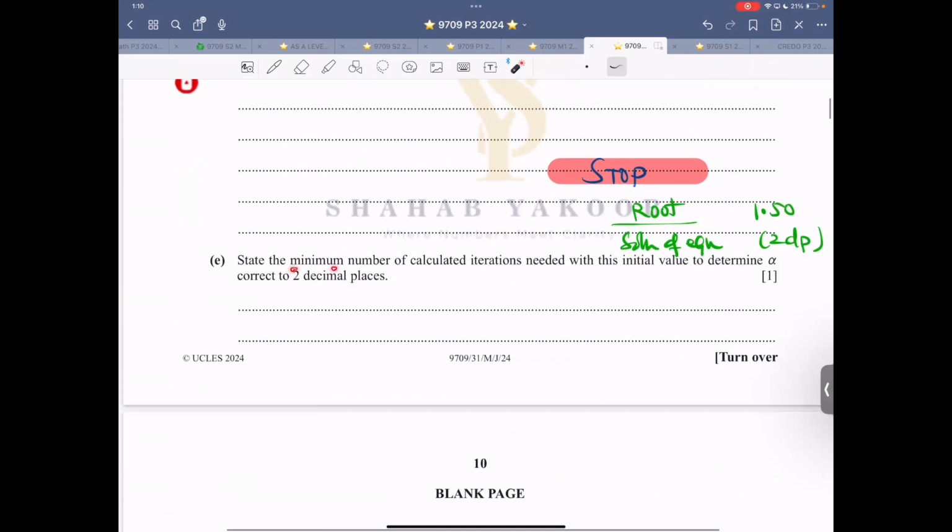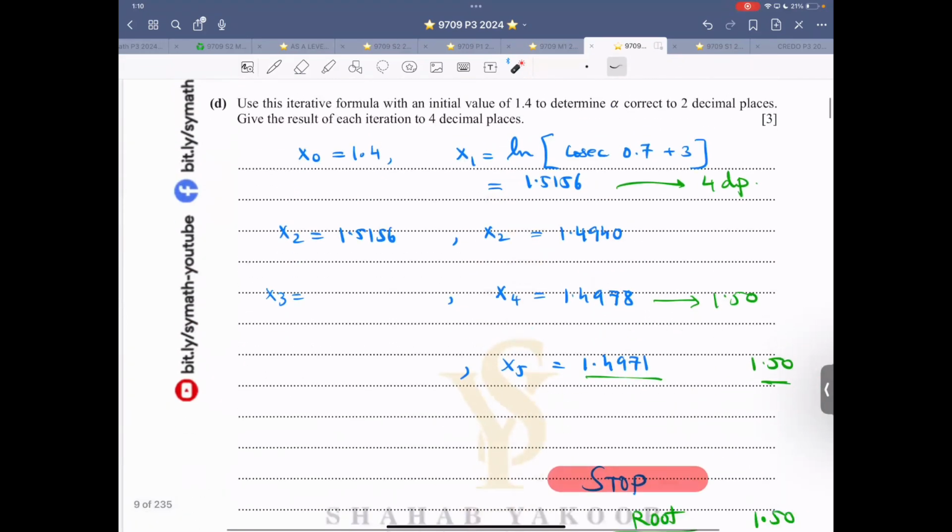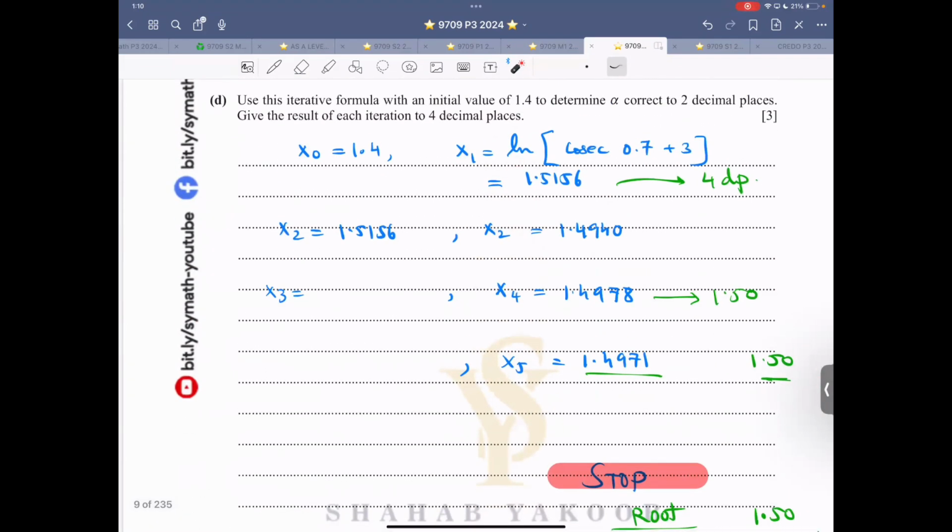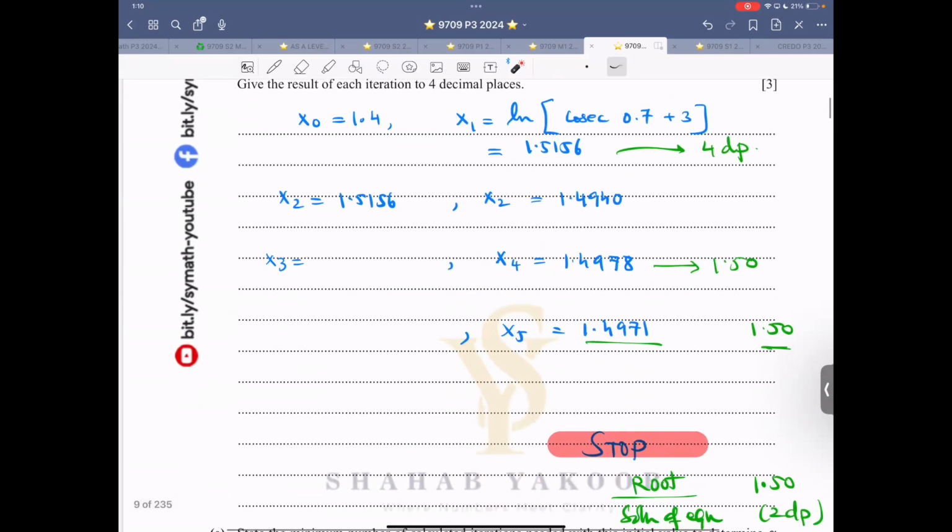Now it says state the minimum number of calculated iterations needed with this initial value to determine alpha correct to 2 decimal places. So what are the steps? That is the initial. So 1 step, 2 step, and I think this is the 3rd step. This is the 4th step. So let me write over here. I think I missed out a subscript or something. So x0 is the initial one. That is x1. And then this is x2. This is x3. My bad.